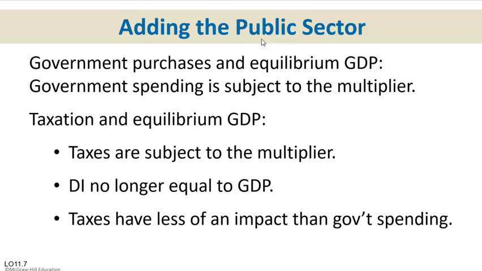Because taxes work in a more roundabout way, they reduce disposable income and then consumption first, we're going to see that taxes have less of an impact than government spending does, because a portion of that tax cut is saved away as it works through the marginal propensity to consume. We'll get a little more in depth in that in a second.